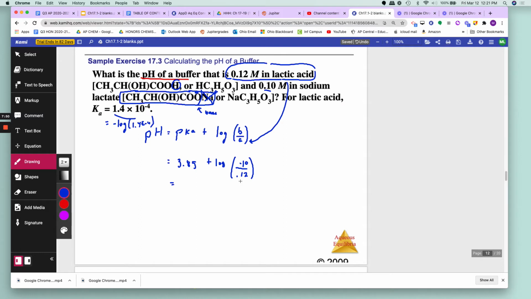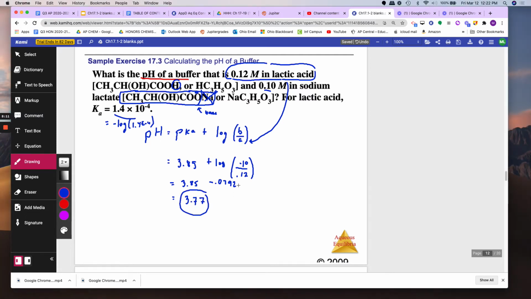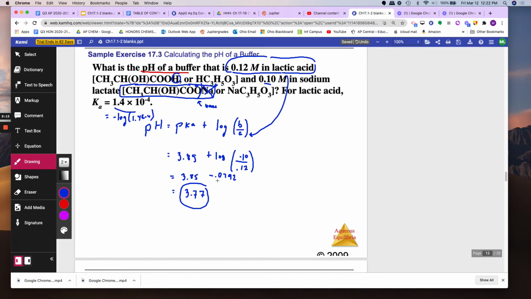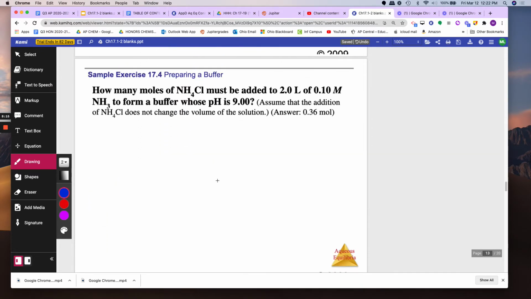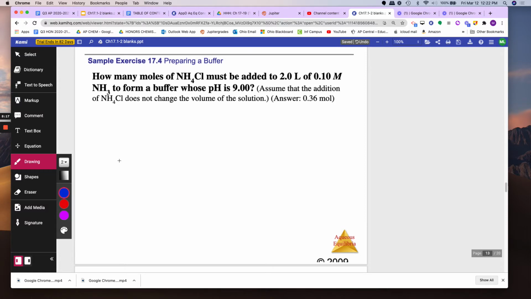Log that. I got a minus 0.0792. Subtract those. 3.85 minus 0.0792 gives 3.77. So it's close to pKa still, but just a little bit off because they're not equal. Easy, right? Okay, your turn. Go ahead and try this. Pause the video.